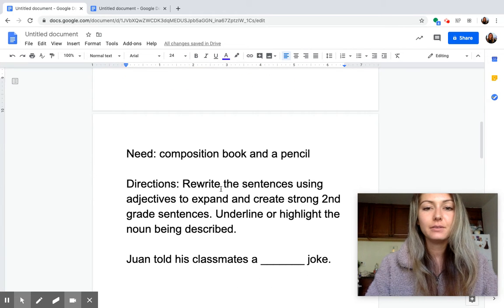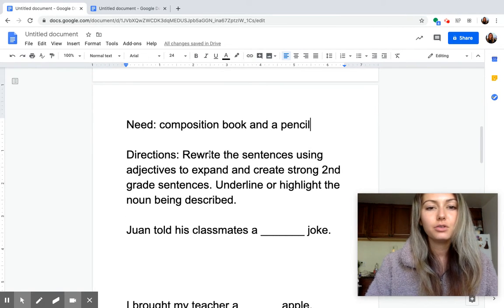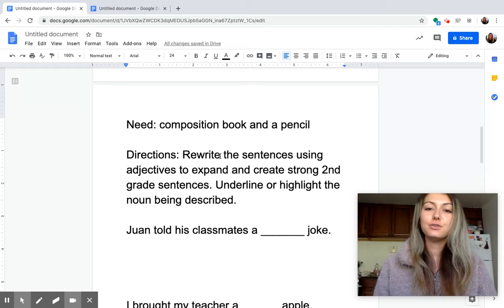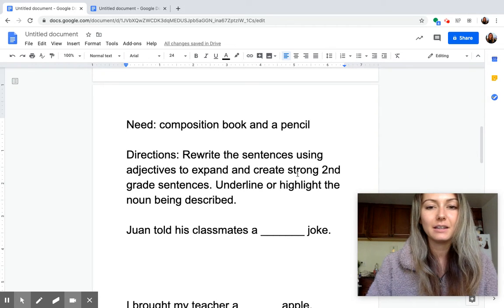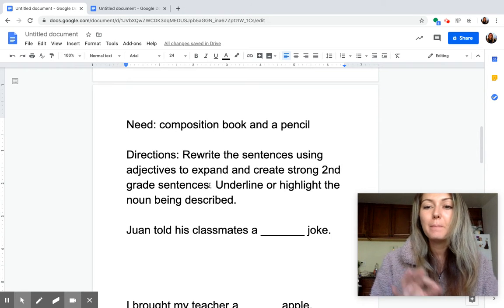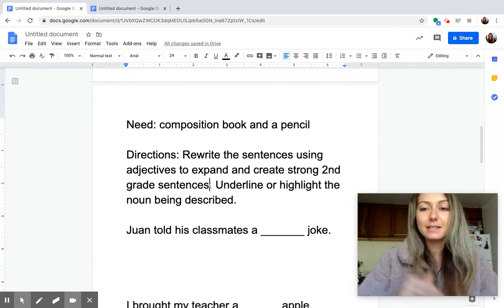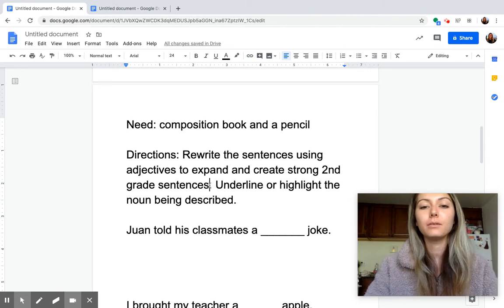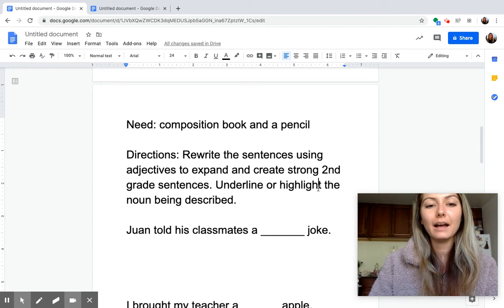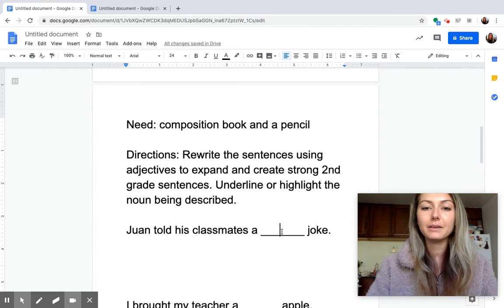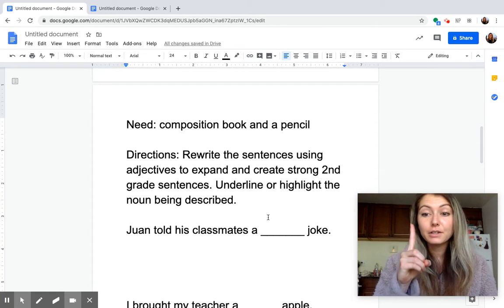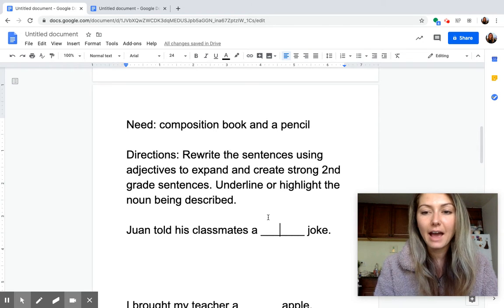That was just a quick review of what we covered yesterday. And today, you're going to need your composition book and a pencil to follow along with our lesson. Your directions are to rewrite the sentence using adjectives to expand and create strong second grade sentences, just like we did yesterday. But Ms. Metz is adding some scaffolds. That means I'm going to make it a little bit easier for us to follow along. We're going to underline or highlight the noun being described, and then we're going to fill in the blank. So our first step is to identify the noun that's being described.